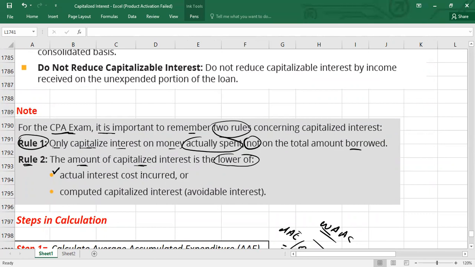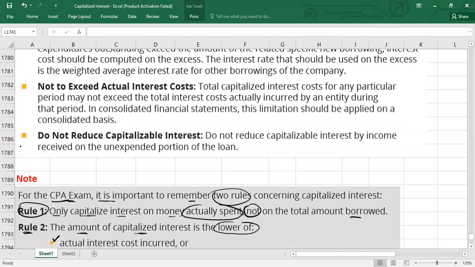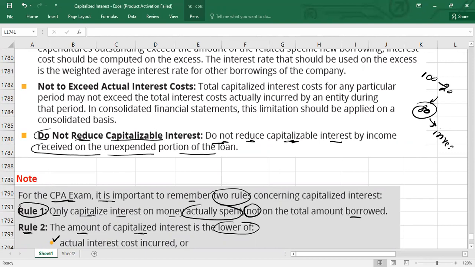actual interest cost incurred, which you just looked at, and capitalized interest cost. This capitalized interest cost is also called avoidable interest. Okay. Then here is another note which you should remember. Do not reduce capitalized interest by income received on the unexpended portion of the loan. For example, if you have a total loan of 100,000, maybe you have used only $20, and $80 is unused. Maybe you are going to invest this $80 somewhere and earn interest on that. Whatever interest you get, don't reduce your capitalized interest by this income. Okay, you are not allowed to do that.